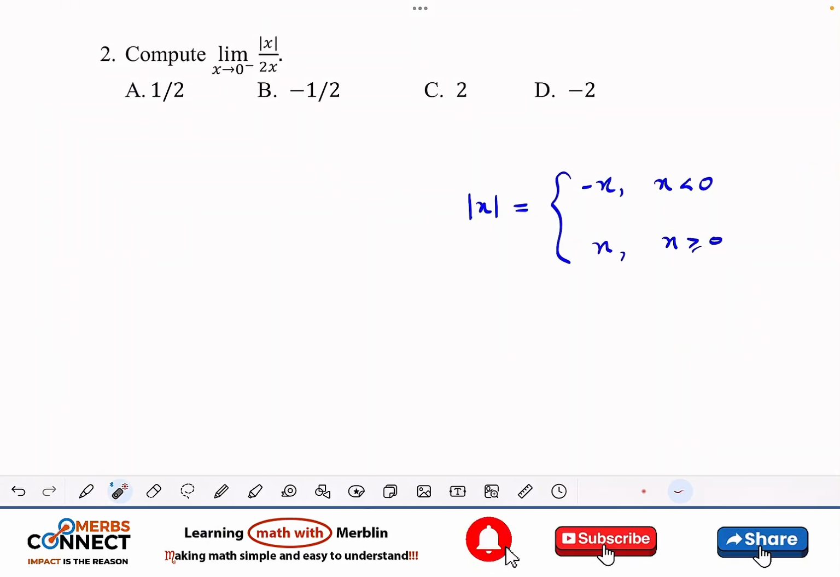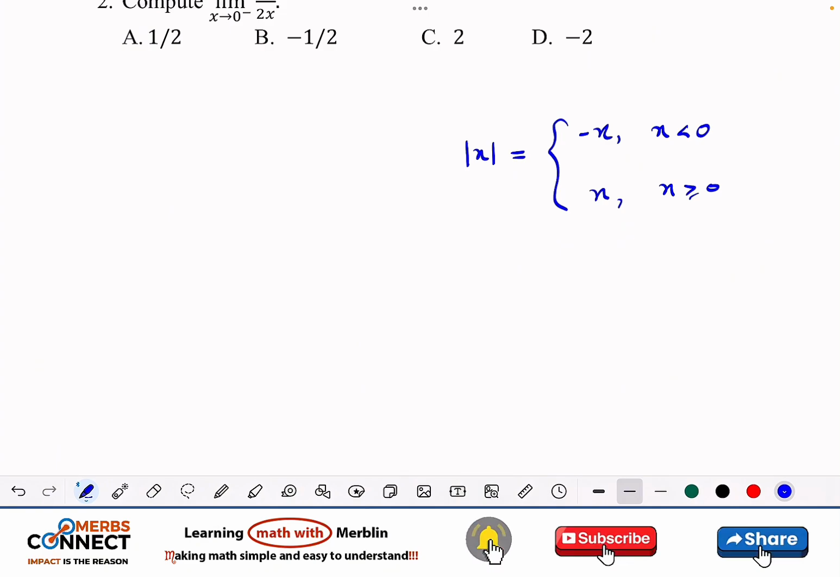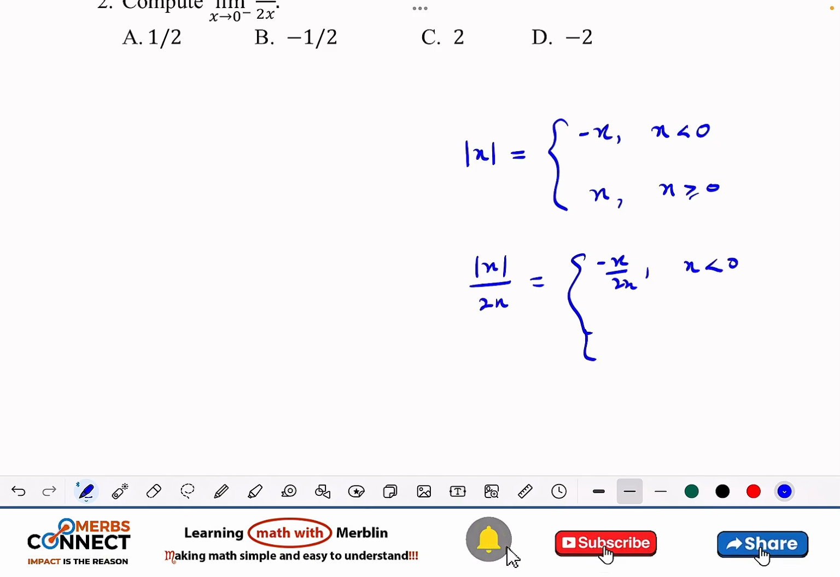Then when we are done, since we've gotten this, we need to manipulate this function in such a way that it suits what is here. So we've gotten the top. Now for us to get the bottom, we need to divide this by 2x. As we are doing it, you need to affect this function too. So I'm dividing minus x by 2x, where x is less than 0, and the same for x divided by 2x, where x is greater than or equal to 0.